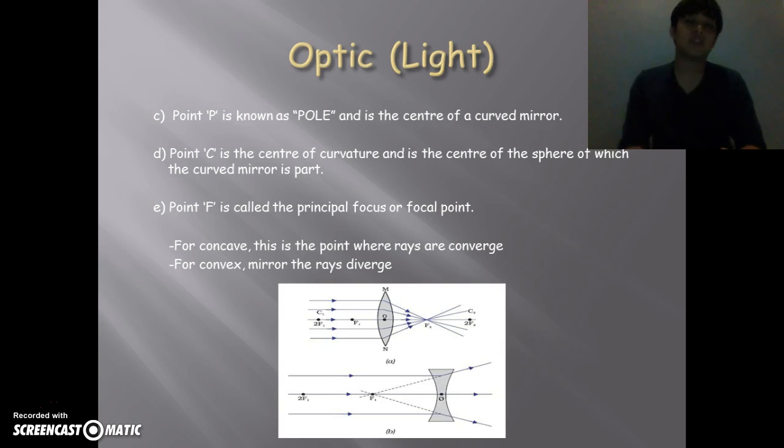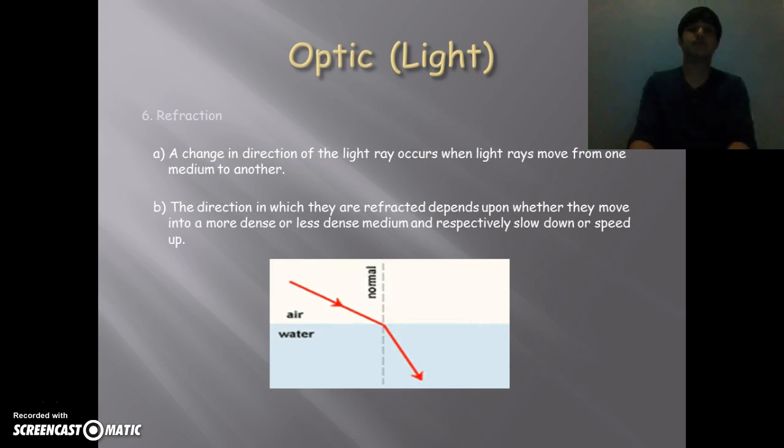So using physics law, in the lens diagram, there is always a point P. It is known as a pole, and it is the center of a curved mirror. There will also be a C, which is the center of curvature, and is the center of the sphere of which the curved mirror is part. There's also an F, which is called the principal focus, or better known as the focal point. Side note here, the concave mirror actually converges, while the convex mirror diverges its rays.